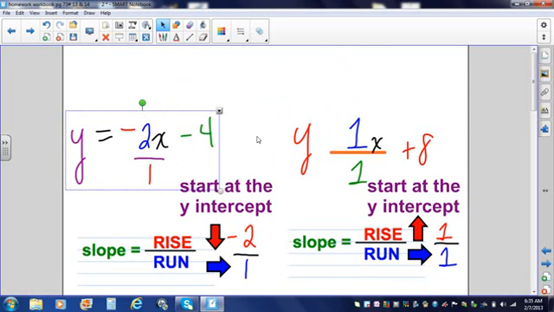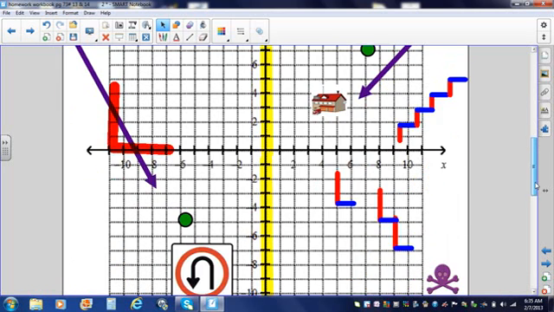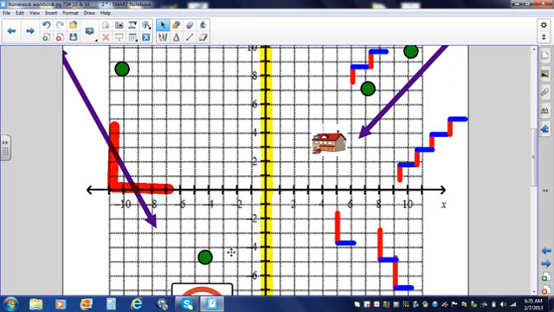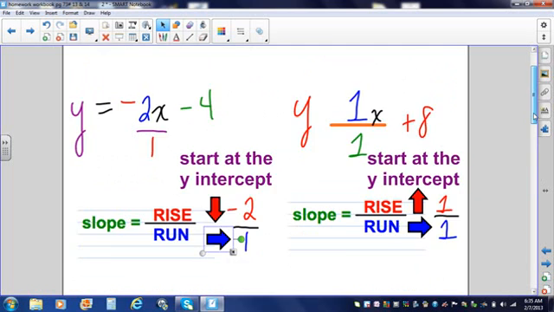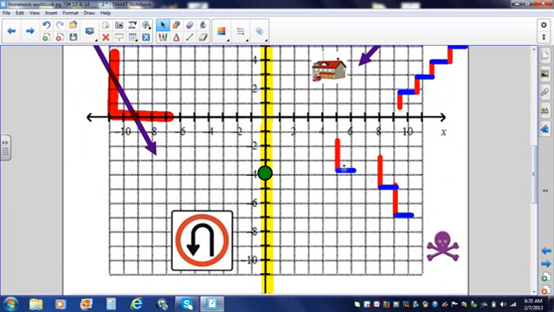My y-intercept is negative 4. I'm going to start at negative 4. My slope is negative 2, so I have a denominator of 1. Since my slope is negative, I'm going to go down 2 and right 1. Down 2 and right 1. Notice if I keep doing this, I'm getting farther away from my x-axis.